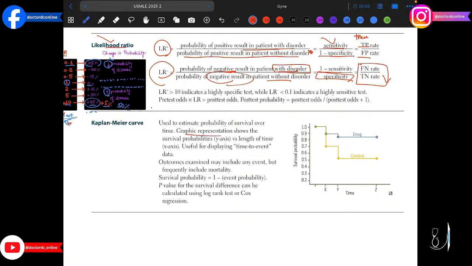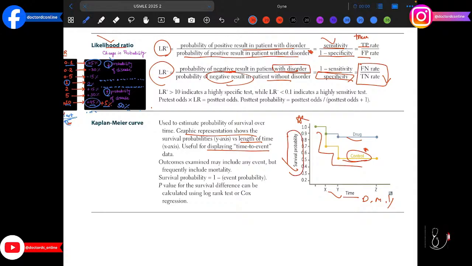Graphic representation of event probability, it's here, versus length of time, it's here, that can be days, months, and years. It is useful for displaying time to event data and give rough estimations with stepwise changes. It is used to compare survival probability or time to event between two groups, like in this graph. It is between people who are taking drugs after disease and one who is not taking that, the control group. And we are checking survival probability.